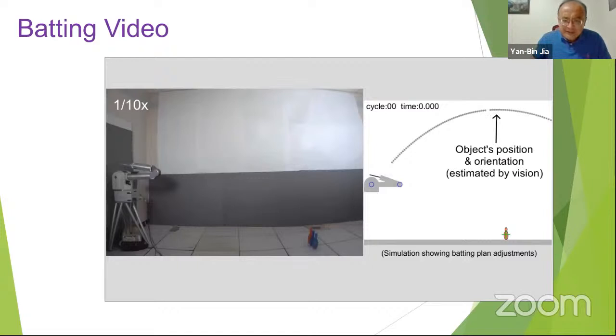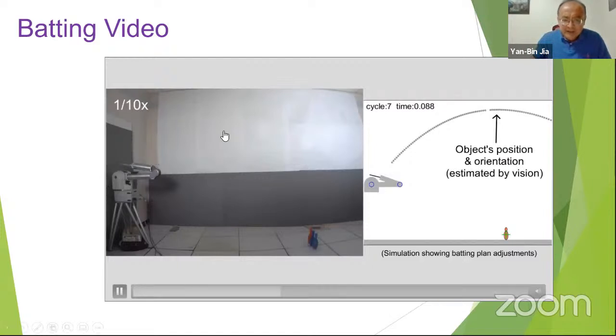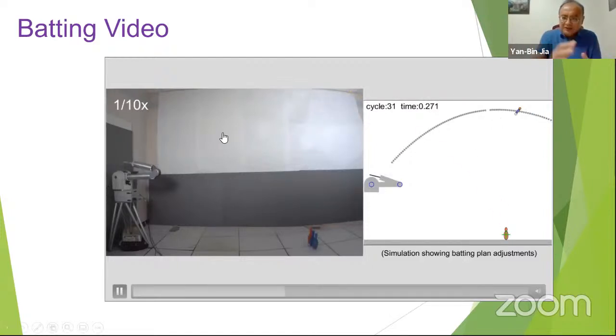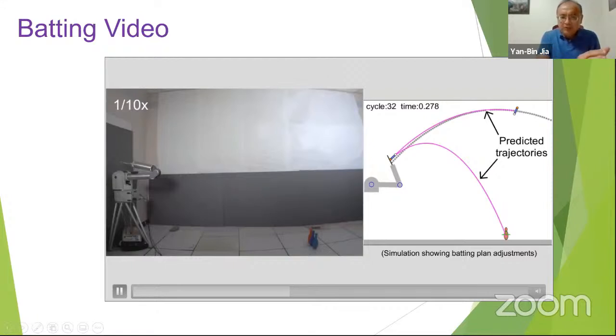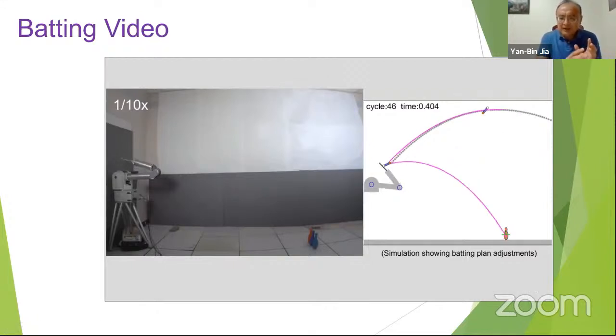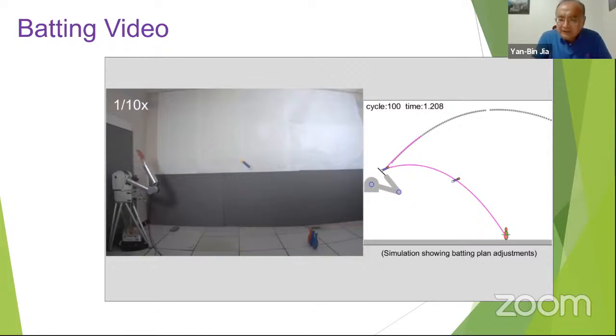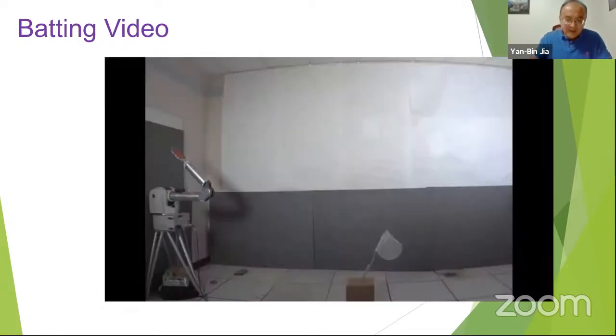This video is made by Matthew. It shows the object starting to fly towards the robotic arm, and the planning is going on. You see the trajectory adjustment, the anticipated pre- and post-impact trajectories, adjusted until the last few milliseconds, and then it does not change very much, and then it's supposed to go to the target.